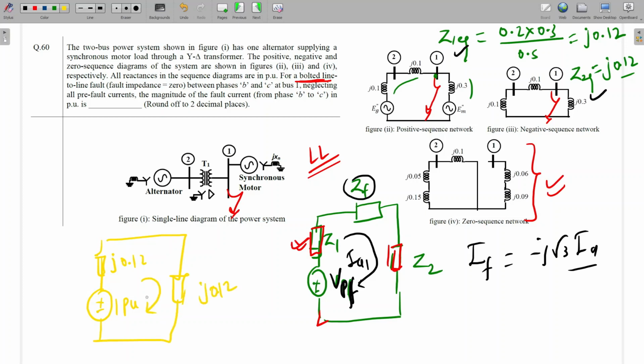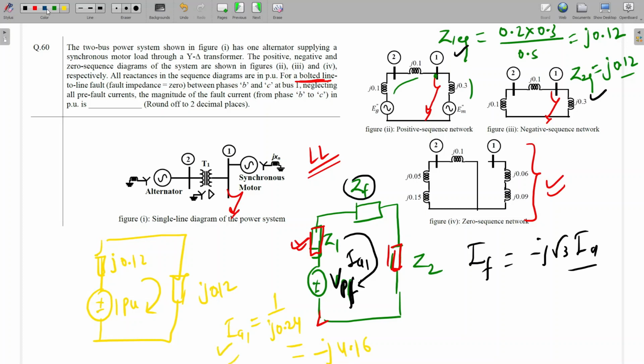So what will be this current IA1? IA1 will be 1 divided by J 0.12 plus J 0.12. It will be J 0.24. So can anyone calculate the value of 1 divided by J 0.24? Minus 4.16. It will be minus J 4.16. Okay, so this is the value of IA1.